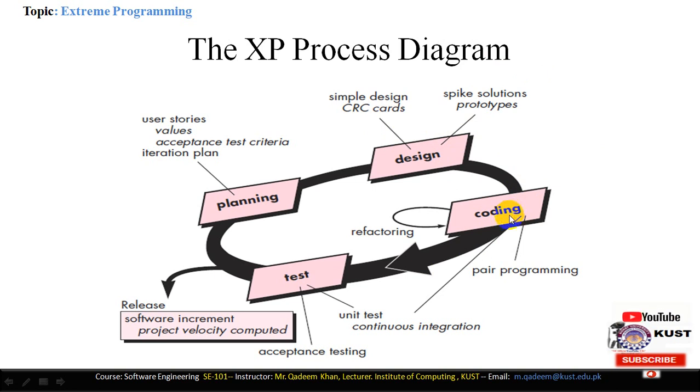Then we have the coding. Coding means that here we will perform pair programming. So basically the programmer is in fact a person who performs the coding using pair programming. In pair programming, as its name indicates, a pair of two people work on the project for a particular unit. There may be many pair programmers. One programmer performs the coding and another programmer monitors or reviews the coding. If there is some problem, then the other programmer fixes the bugs.